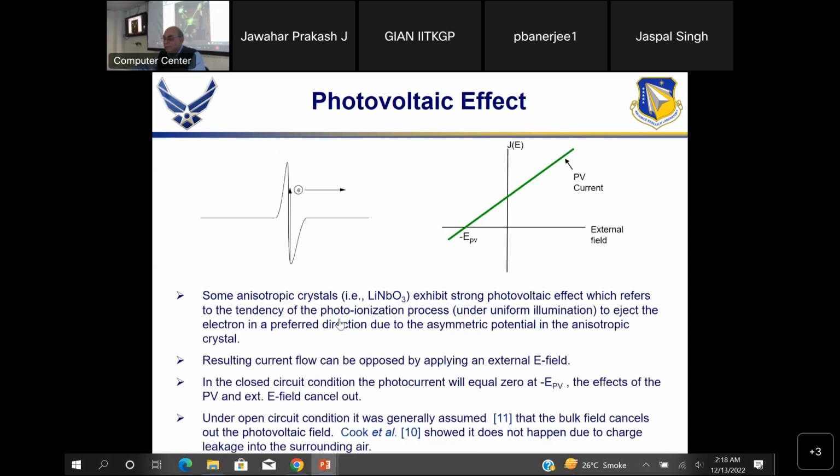But in these materials like lithium niobate, you have this effect called the photovoltaic effect.